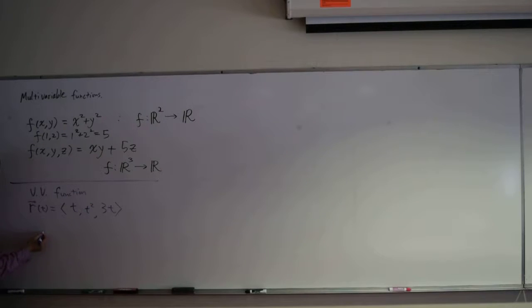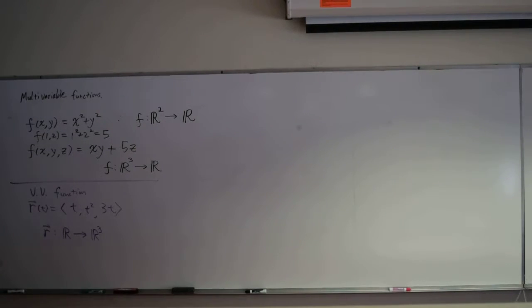In this case, what does it do? You feed in one single number, and what does it give you back? R3, right? 3 numbers. Sometimes if it's a vector valued function in 2 dimensions, it'll give you R2. So the multivariable function is like the opposite of the vector valued function.